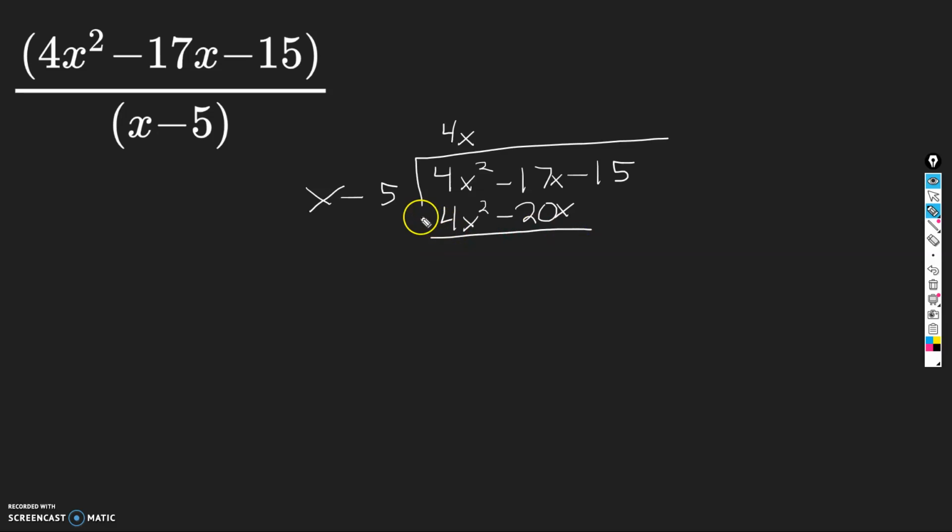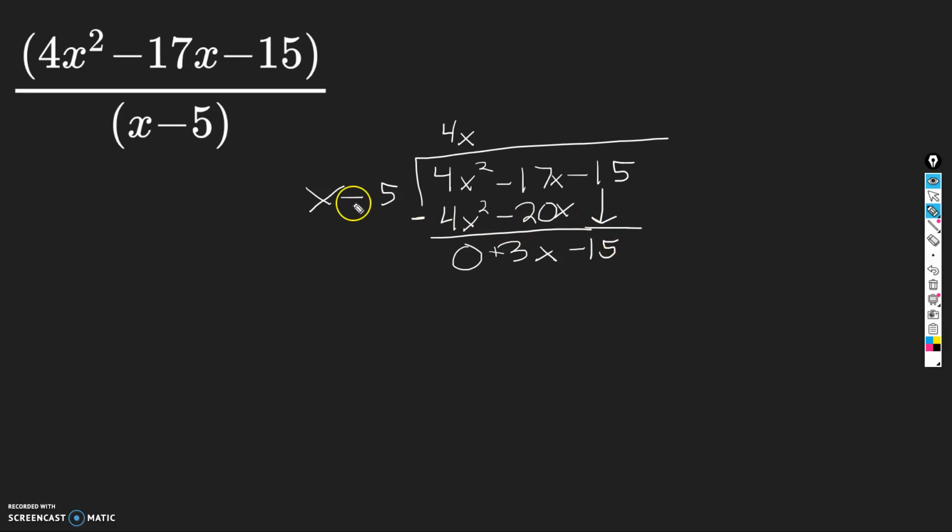Okay, now we're going to do the same thing. We're going to subtract. So 4x squared minus 4x squared, that's 0, perfect. Negative 17x minus negative 20x, so this is actually going to become a plus. That's going to give us positive 3x. And now the negative 15 drops down.